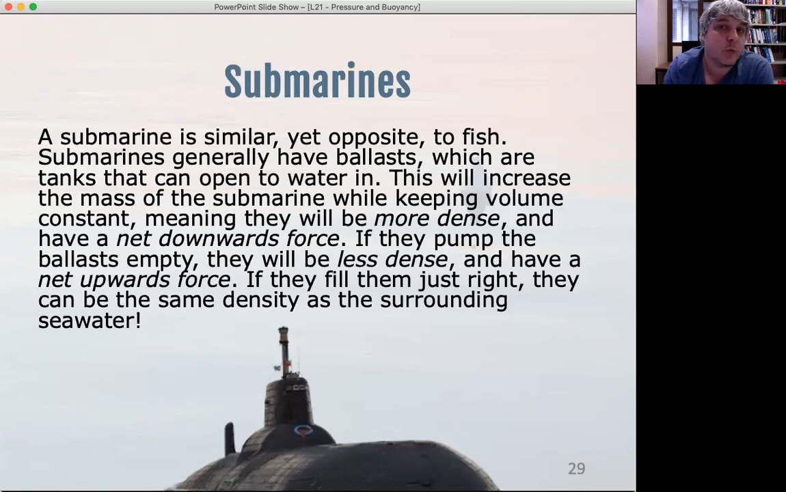If they open it to add some water in from the ocean, then their mass is increasing. If their volume is constant and their mass is increasing, their density is increasing and they'll get a downwards force. If they pump that water out, they become less dense than the surrounding water and they will float. They'll get a net force upwards. So submarines can surface and sink by adjusting the amount of water in their ballasts.